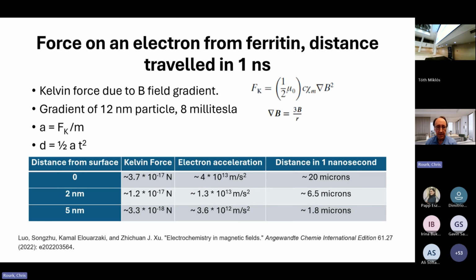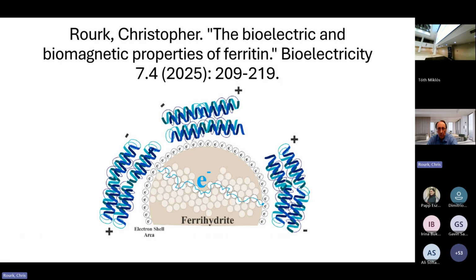how fast it would accelerate an electron and the distance that the electron could travel in a nanosecond, at the surface of ferritin, that force is enough to move the electron 20 microns; at 2 nanometers, 6.5 microns; at 5 nanometers, 1.8 microns. Now, obviously, electrons aren't going to move that far when they're 5 nanometers from the surface of a ferritin particle, but electrons would be paramagnetic and would be attracted to a magnetic field, and other ions would likely be paramagnetic also, such as ROS and antioxidants.